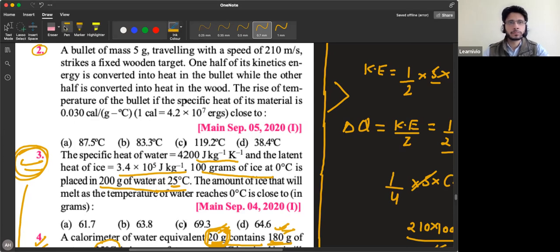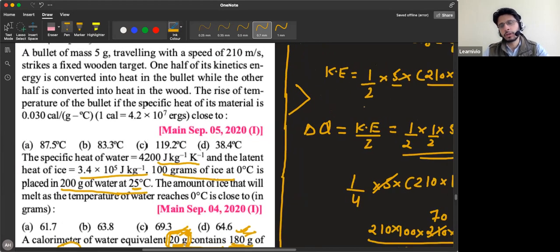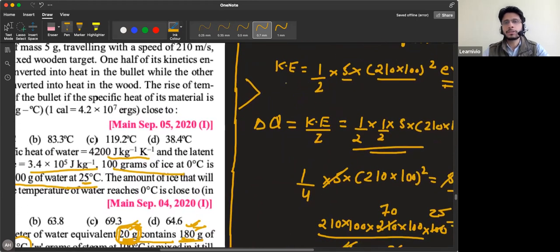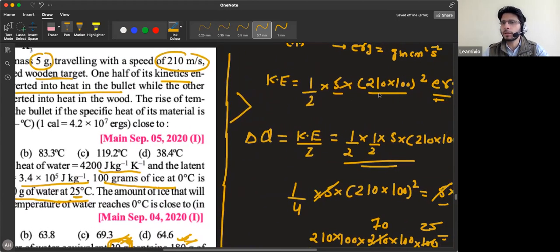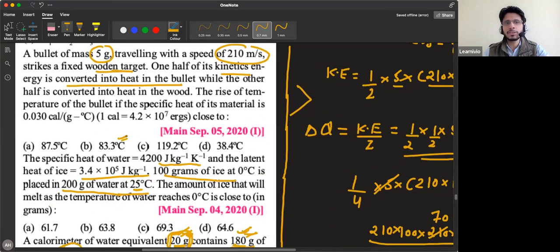Sir, I'm sorry. Okay, I'm showing the calculations. The question says this is the mass of the bullet, this is the speed of the bullet, and it strikes a fixed wooden target. Half of its kinetic energy is converted into heat. So first calculate the kinetic energy of the bullet. It's half mv square. The answer is in CGS units, so we can convert this velocity of 210 meter per second into CGS. Marita, the issue you are getting is that you made some mistake while converting the units.